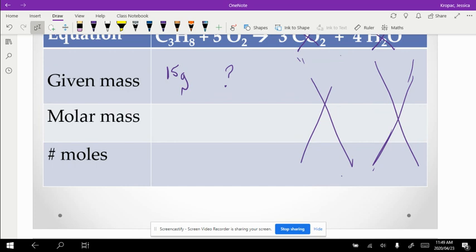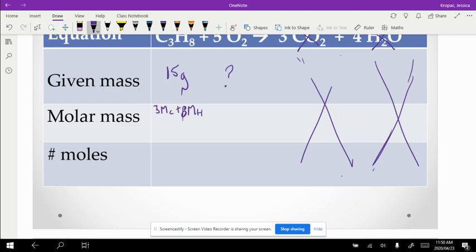In order to figure out my molar mass of propane, I'm going to need to take my molar mass of carbon and multiply that by 3. Why am I multiplying that by 3? Because I have 3 carbons. I also need to take my molar mass of hydrogen and multiply that by 8. Why am I multiplying by 8? Because I have 8 hydrogens in propane.